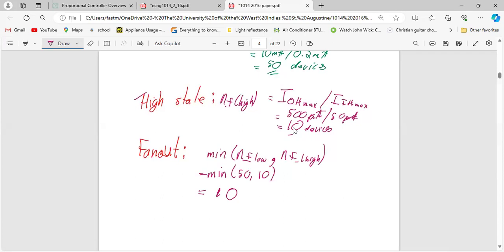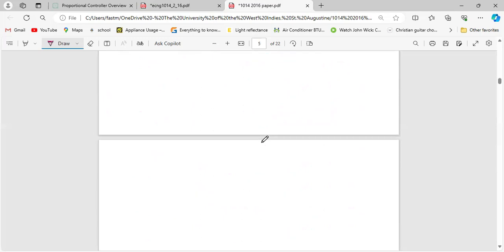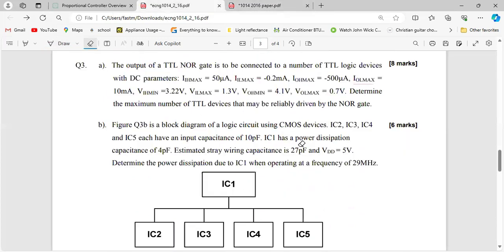Yeah, okay, you're not going to choose the biggest one, because that wouldn't make any sense. Using more devices when I could just use 10 devices and get the same thing again. Yeah, because of the efficiency. Okay, that was that question. 8 marks.